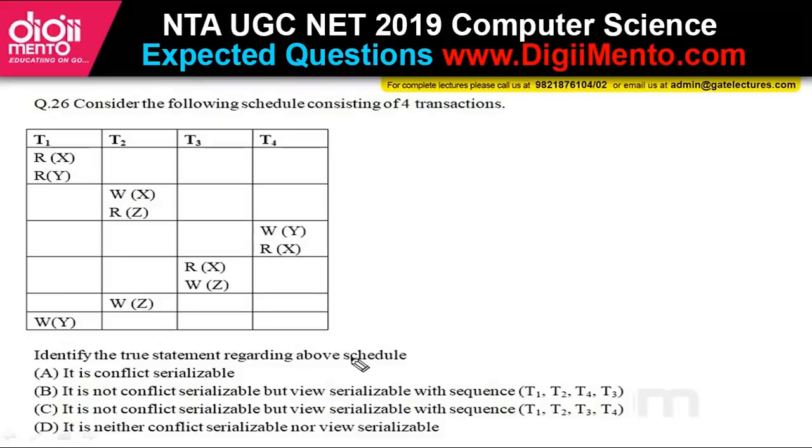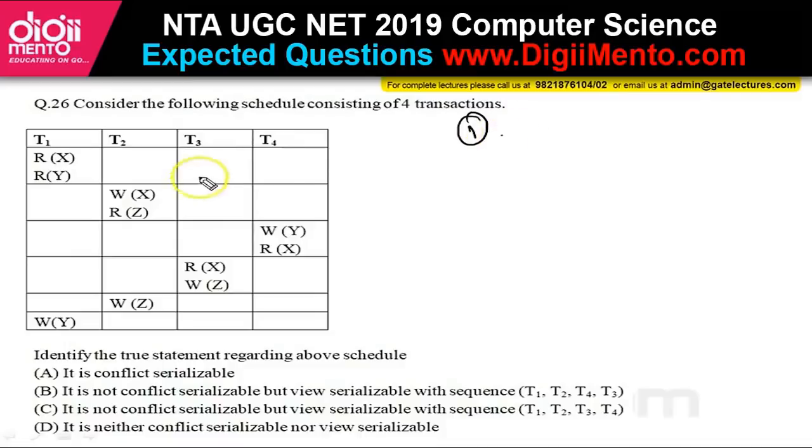So let's solve the question. We will pick the transactions one by one and try to make the graph, and if there is any cycle then it will not be conflict serializable, and then we will check for view serializable. Let's first check for conflict serializable, because we know that if something is conflict serializable then it is definitely view serializable. But if it is not conflict serializable then there are chances that it will be view serializable.